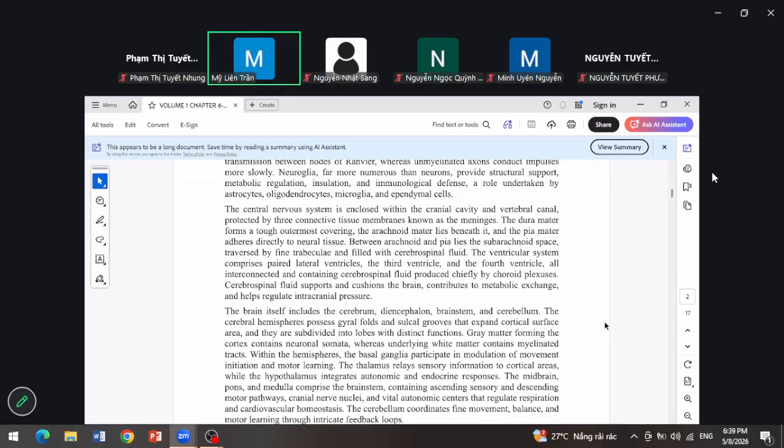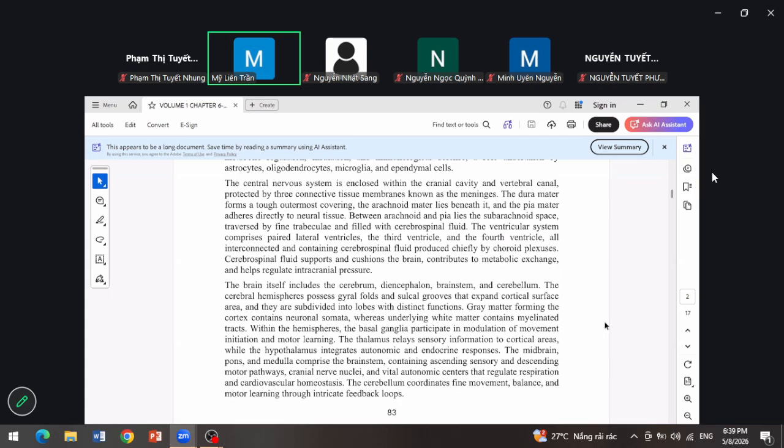The brain itself includes the cerebrum, diencephalon, brainstem, and cerebellum. The cerebral hemispheres possess gyral folds and sulcal grooves that expand cortical surface area, and they are subdivided into lobes with distinct functions. Grey matter, forming the cortex, contains neuronal soma, whereas underlying white matter contains myelinated tracts. Within the hemispheres, the basal ganglia participate in modulation of movement initiation and motor learning. The thalamus relays sensory information to cortical areas, while the hypothalamus integrates autonomic and endocrine responses.